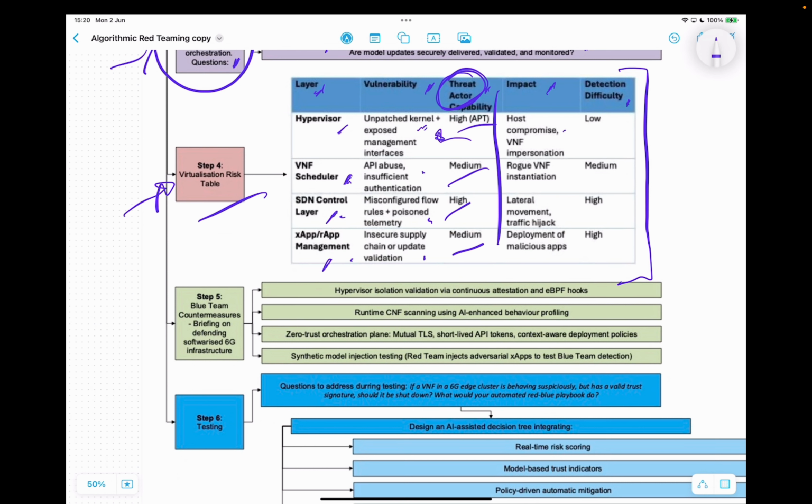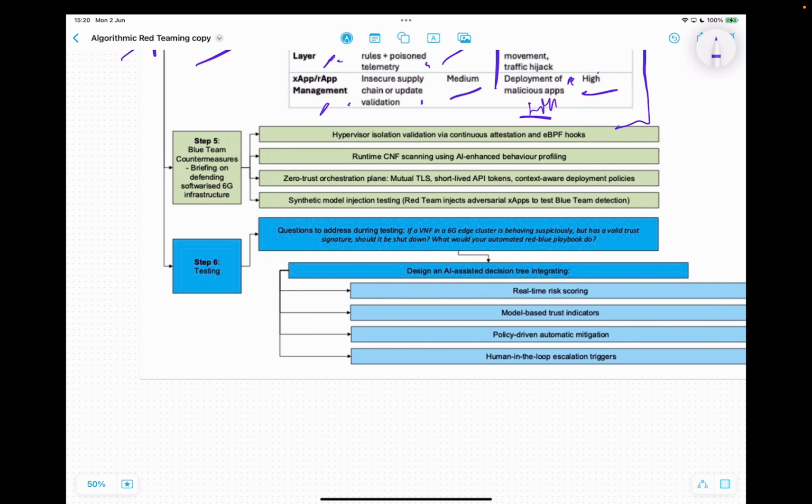Well, it could be host compromise, VNF impersonation. What is the detection difficulty of that? It's low, for example. Another impact for the second layer would be rogue VNF instantiation. Let's say the difficulty is medium. For the third layer, lateral movement, traffic hijack. And then you have the detection difficulty, how difficult it is to detect that. And the fourth layer, deployment of malicious apps. So if it's deployed, how likely is it to be detected? Well, detection difficulty is high, so the detection is very low for this one. That's why you need to be careful before you put those in there.